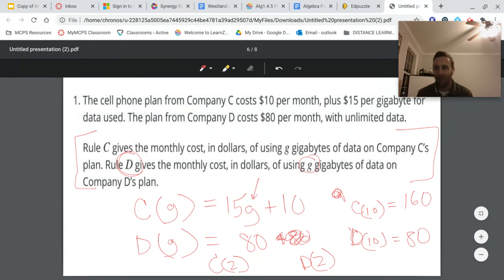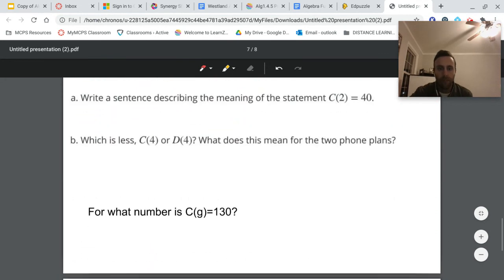I don't exactly know how big a gigabyte is, and if that's a lot or a little. I'm sure you guys are better at that than I am. But you would really have to decide which one works. Okay. And for these things, I want you to answer this and then wait for me, but go ahead and answer this. So write a sentence describing the meaning of the statement.